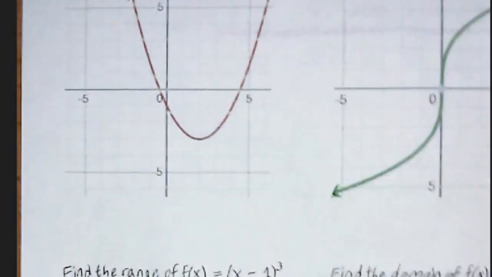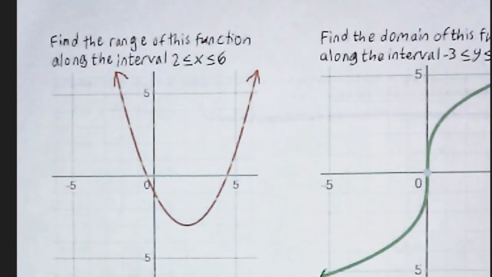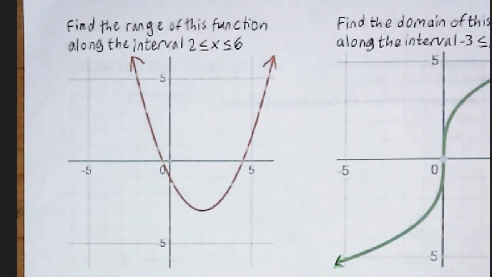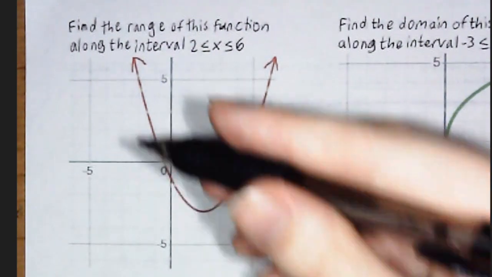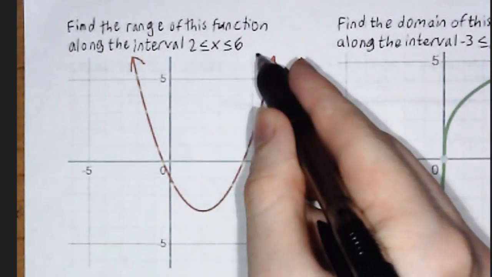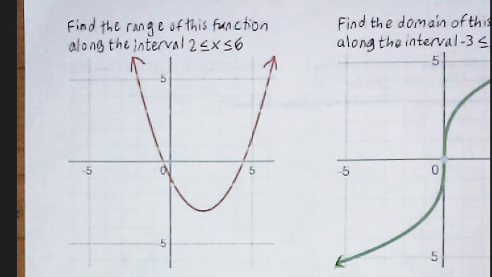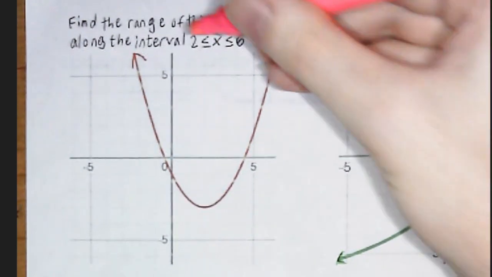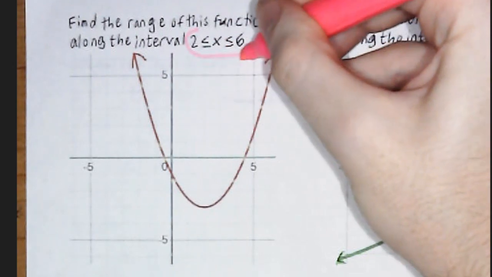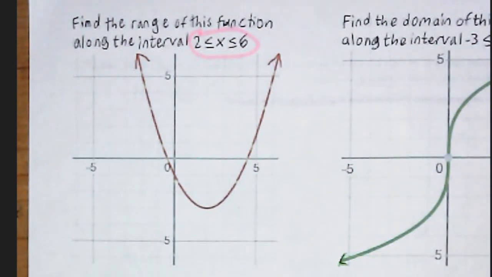Okay, let's talk about specific domain and range. This is something that might be a little bit more seen on your test. So, the range of this function along the interval 2 is less than or equal to x is less than or equal to 6. Let's highlight that, or circle it, or underline it, whatever you want to do. Make sure that it stands out.